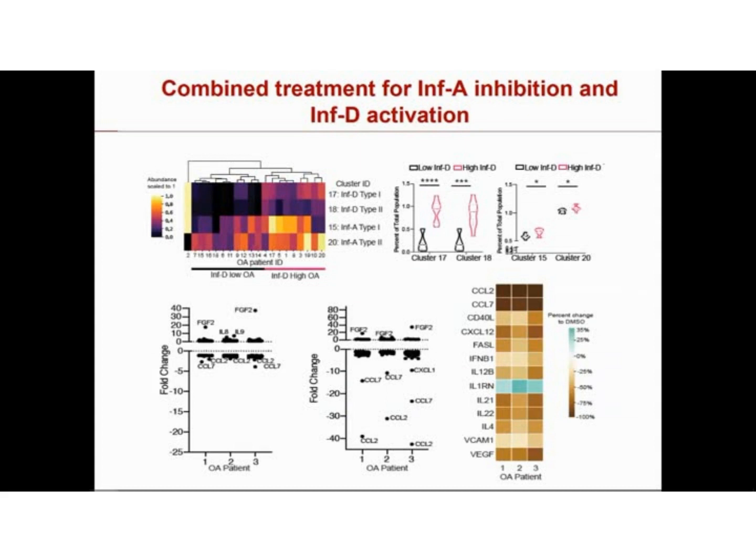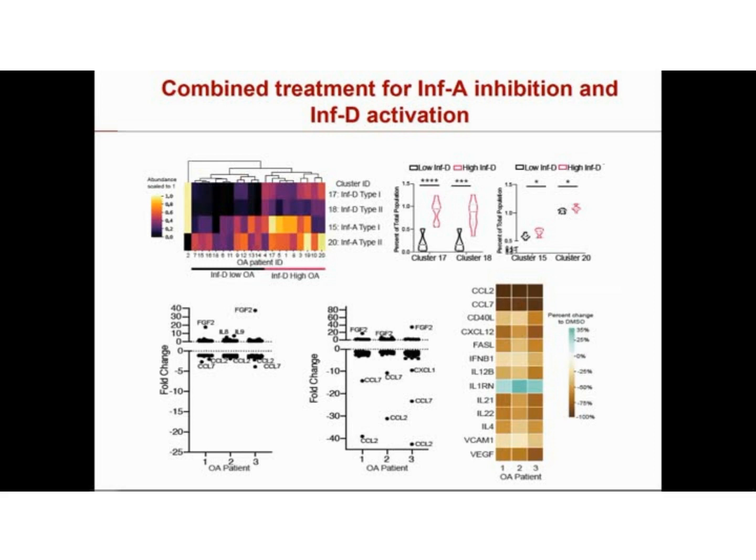Another interesting thing we noticed was that we could divide all the OA patients into Inf-D low or Inf-D high. This is the inflammation dampening population. And this Inf-D population was very nicely correlated with the Inf-A population that I just described before. So basically, if the patients had low Inf-D, they had low Inf-A. If they had high Inf-D, they had high Inf-A.